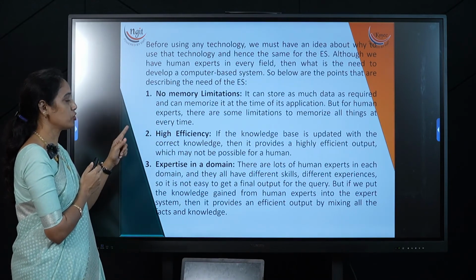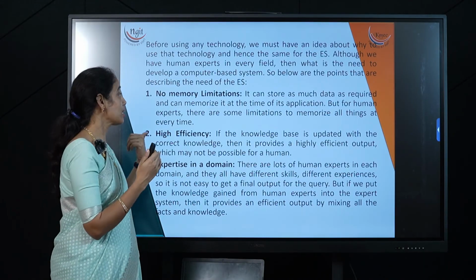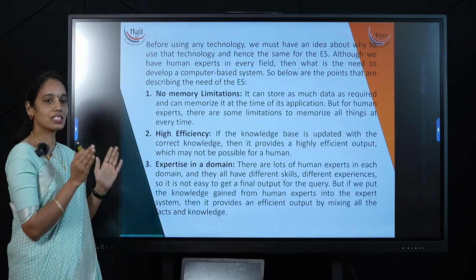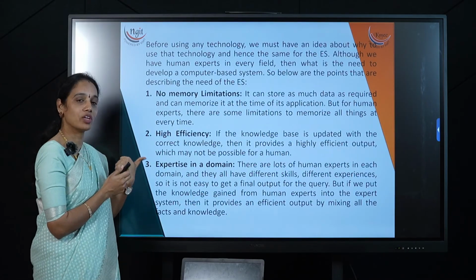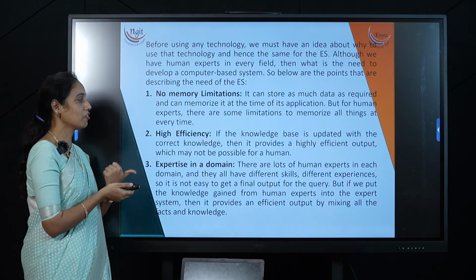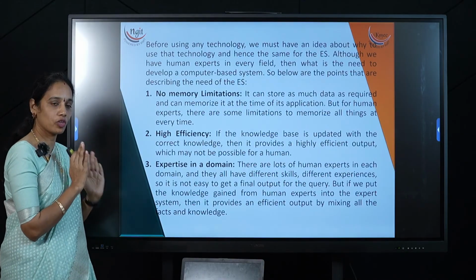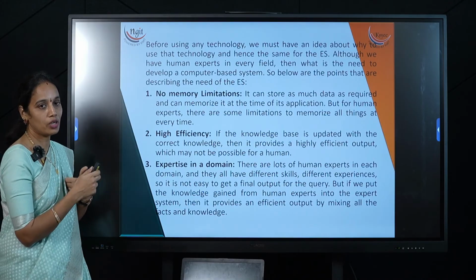The very first one is no memory limitations. That is, it can store as much data as required and can recall it at the time of its application. But human experts have limitations in memorizing everything at all times. Next one, high efficiency. If the knowledge base is updated with the correct knowledge, of course it provides a highly efficient output, which may not be possible for a human.